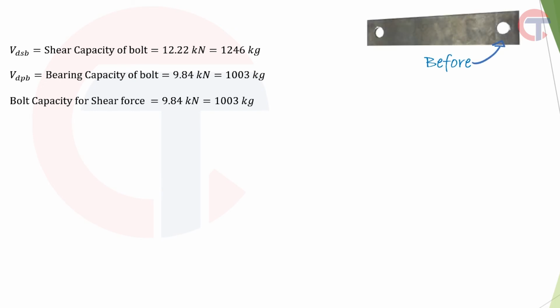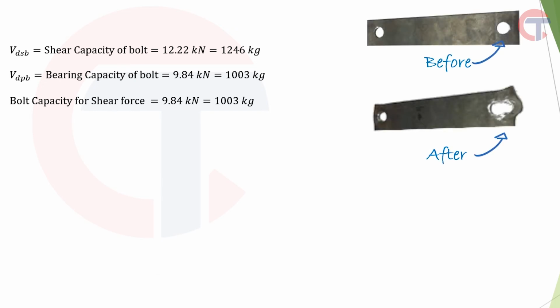Look at this image. Here you can see that the hole before the application is well circular, but after the load application beyond 1003 kg, it got elongated in the axis of the force. Here you can see how it got elongated. That means the plate failed before the bolt. The plate failed because the plate is weaker than the bolt. So this is called the failure in bearing.